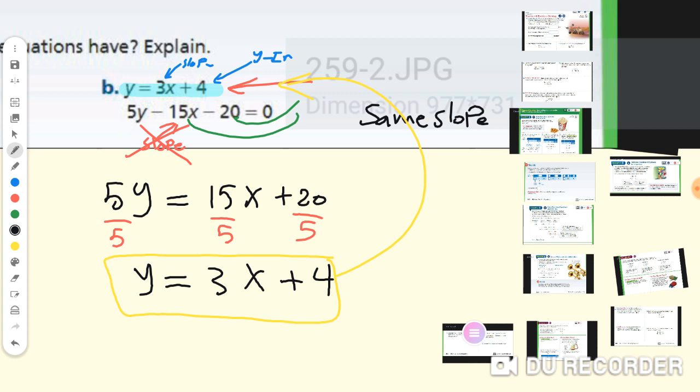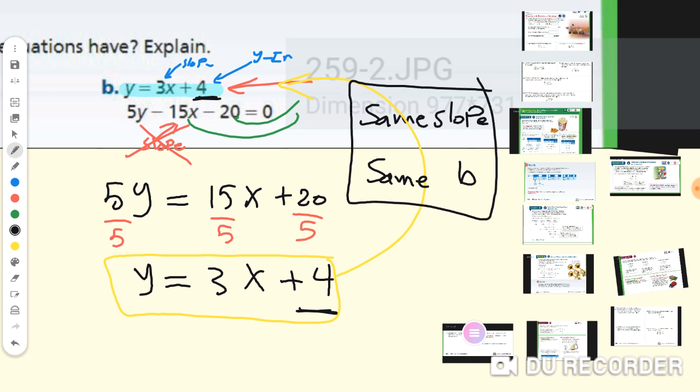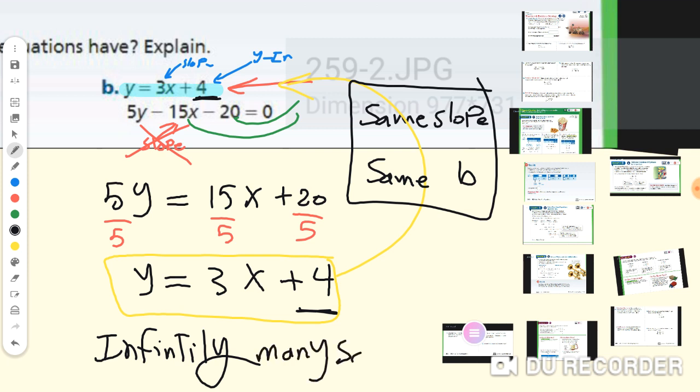Okay? Second, the y-intercept is 4 in the first one, and in the second one it is 4 too. So we have the same b. Same slope, same b, infinitely many solutions. Case 3. Many solutions.